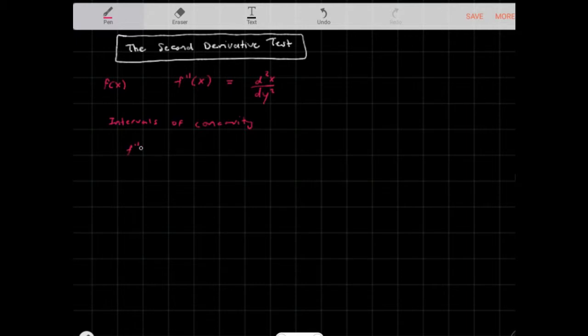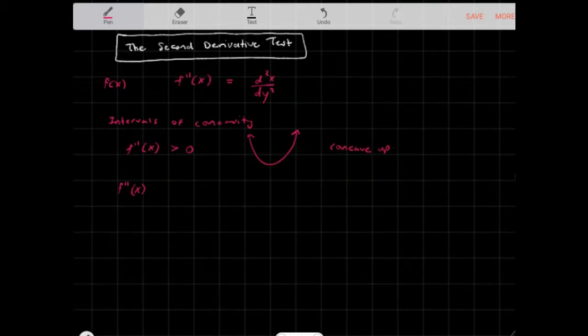If f double prime of x is greater than 0, this represents a concave up portion. Now, this is really useful because we can determine what type of increasing or decreasing function the function will look like within a certain interval. If f double prime of x is equal to 0, we have a point of inflection.